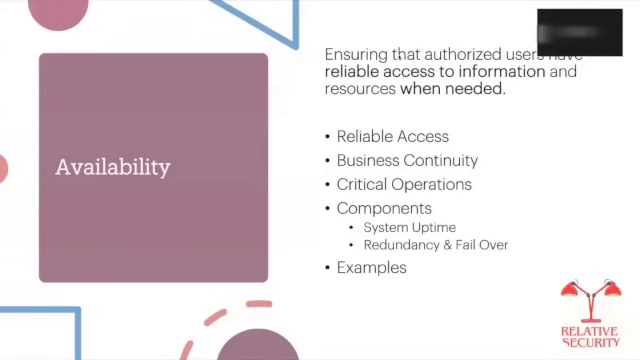Similarly, redundancy and failover. Redundancy involves having backup systems or components that can take over if the primary one fails. Failover mechanisms automatically switch to backup systems in case of a failure, ensuring that services remain available without interruption. For example, a cloud service provider may use multiple data centers across different geographical locations. If one data center experiences a failure, the service can continue to operate from another data center, ensuring uninterrupted access for users.